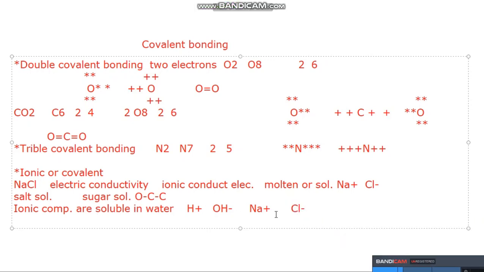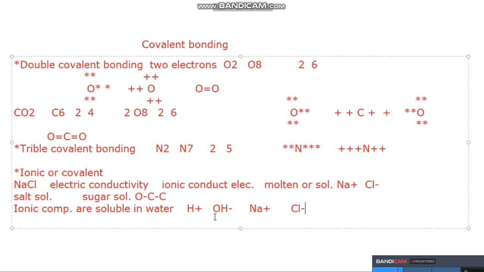So the positive ion will be attracted to the negative one, and the negative ion will be attracted to the positive one, so they can dissolve in water. So ionic compounds are soluble in water. All ionic compounds are soluble in water. What about covalent compounds?